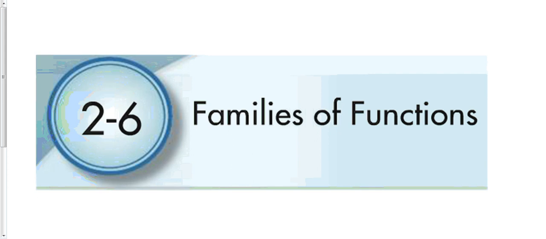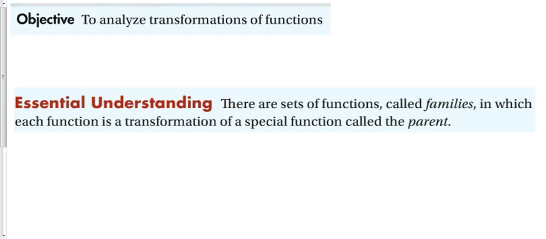2-6, families of functions. In this section, we are going to take a look at families of functions, the simplest form of a function, the parent function, and we are going to move functions around the graph. We're going to move them up, down, left, and right, and we're going to compress them and stretch them, which are all different kinds of transformations. So that's our objective, to analyze the transformations of functions.